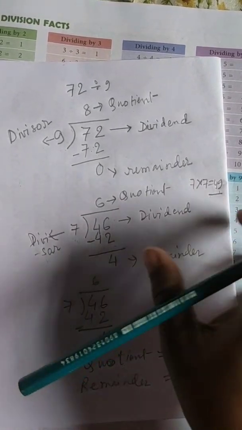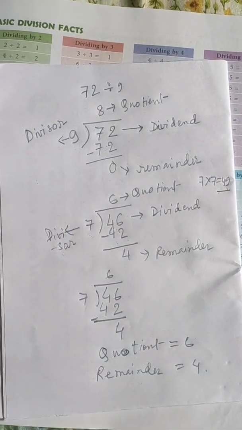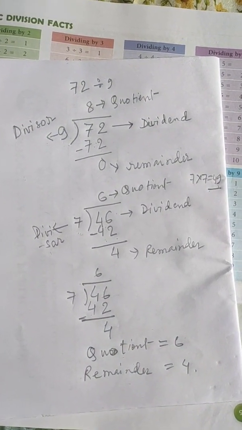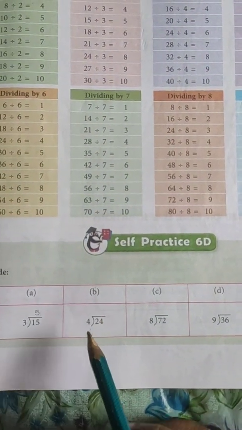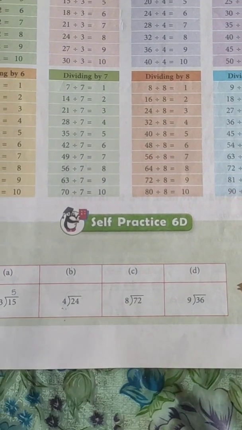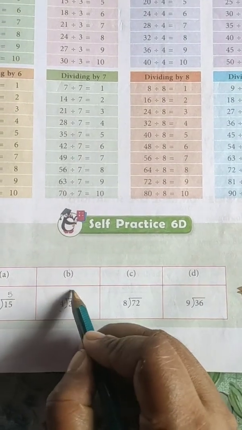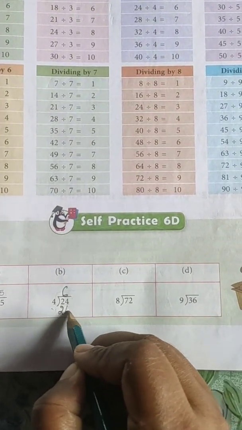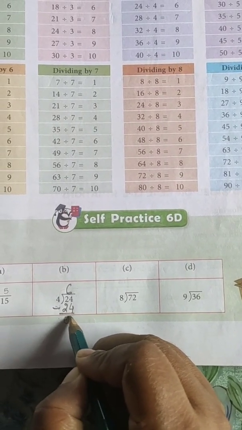So now let's go to the exercise and solve a few problems. If you have any doubt, you can clear it in the next class. Now my first question is here. You can see 24 is the dividend and the divisor is 4. So we will learn the multiplication table of 4. So 4 sixes are 24. Subtract, how much is the remainder? 0.